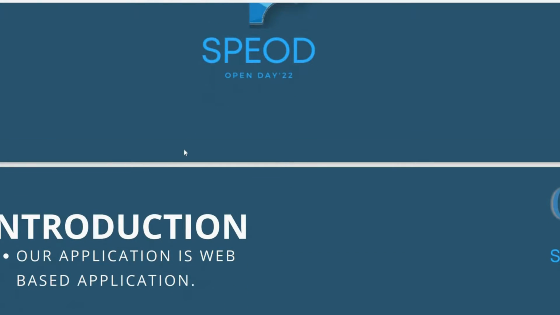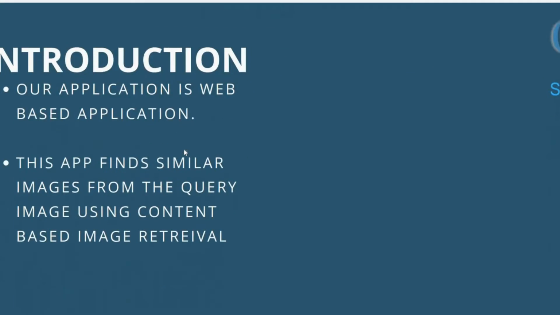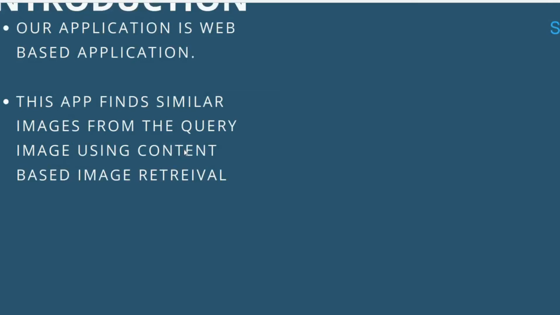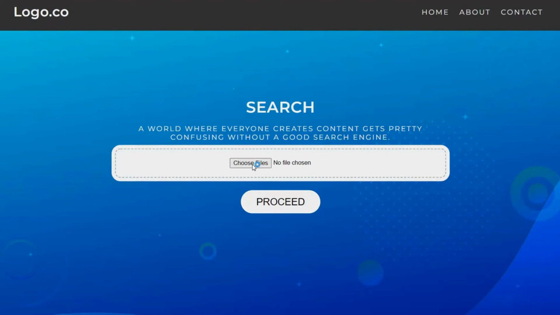Our application is a web-based application and is an image search engine. What it does is find the images in its dataset that are similar to the query image. Instead of writing queries in the search bar, we give an input image as a query. That's why it's called an image search engine. The app then finds similar images in its dataset and retrieves those. So let me show you how it works.